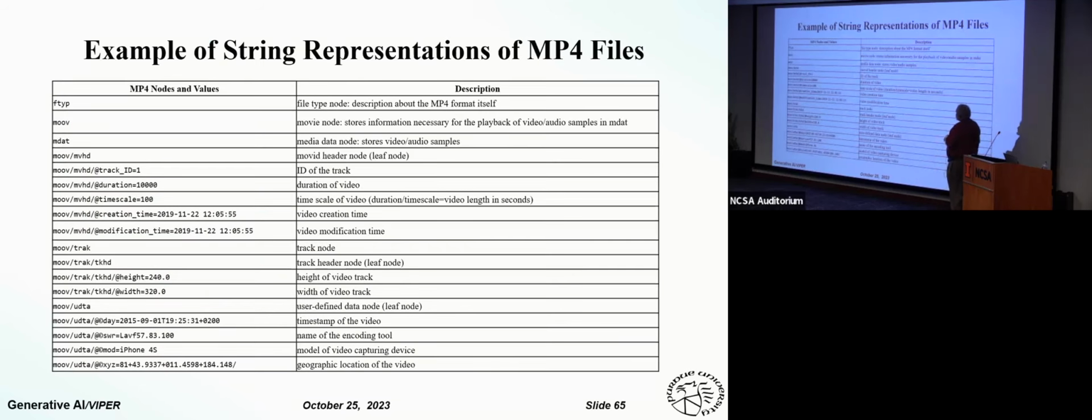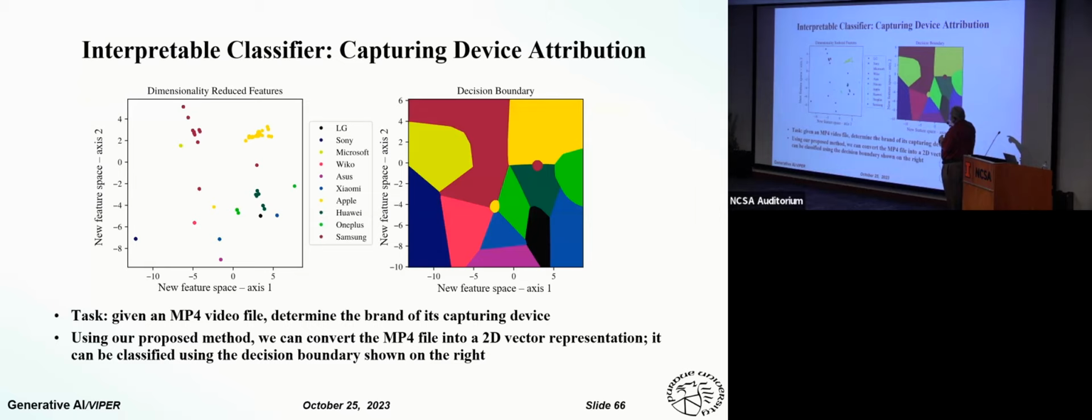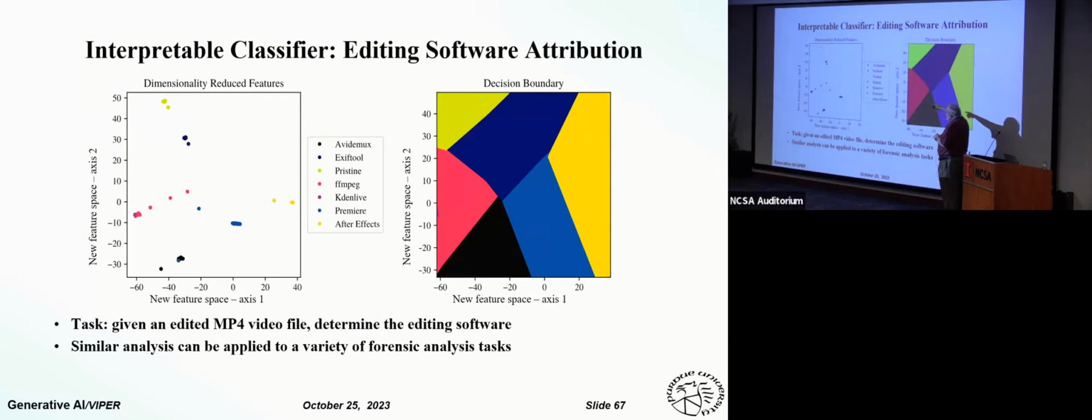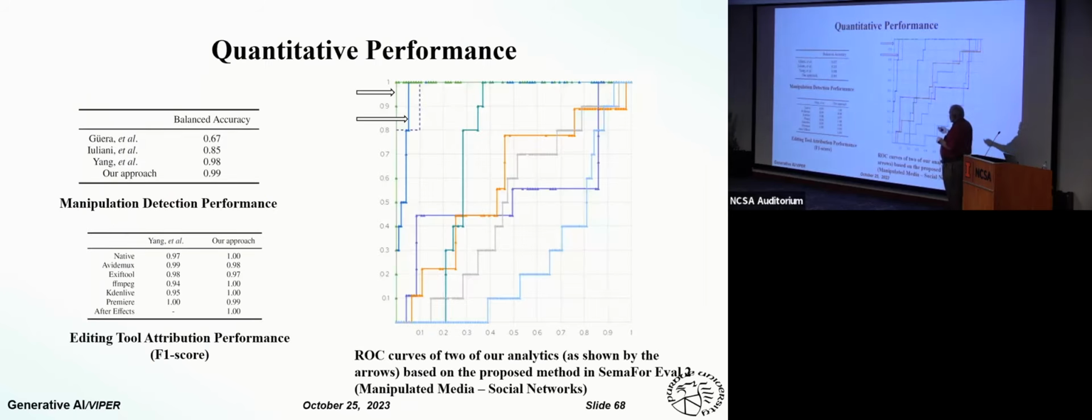Here's examples of some of the representations we've done, and we can even do things like characterize what type of device was used, and what types of editing tools were also used. So we can write those types of characterizations. Again, here's something from the sequester test. This is the DARPA sequester test. It was run on thousands of videos. And you see our technique, this is the ROC curve. You see we did very well. Again, not analyzing the pixels, just looking at the metadata.